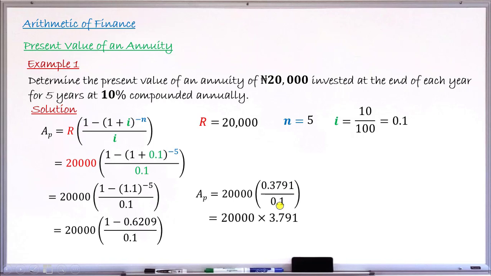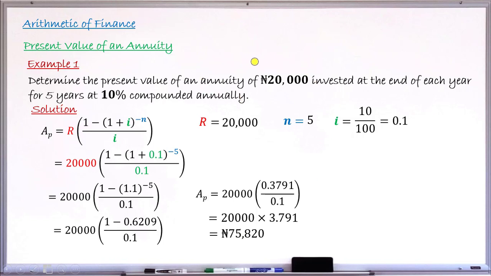If that division is done correctly, you have 3.791. And what I'm going to do finally is to multiply 3.791 by this 20,000. That gives the answer 75,820. So this is the amount today that will be equal to the amount of this very annuity.